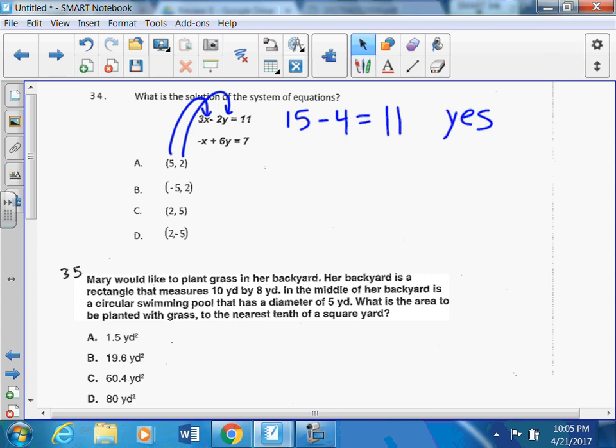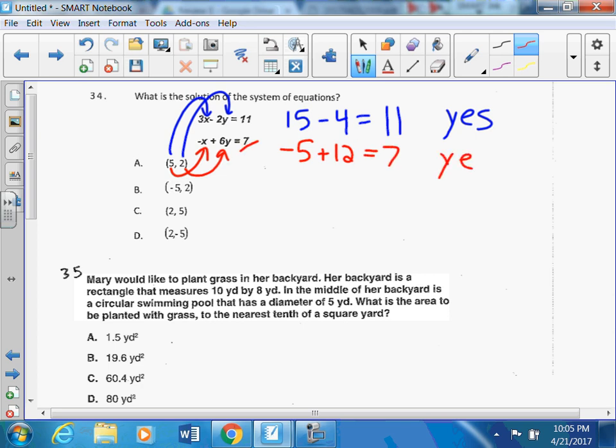Then you could take 5, and now it has to work for both. So you take 5, plug it in here. That's negative 5. Take 2 and plug it in here. 6 times 2 is 12. Negative 5 plus 12, does that equal 7 right here? And yes, that also does. Well, by golly, A is the answer.